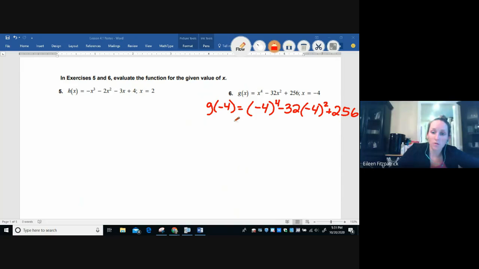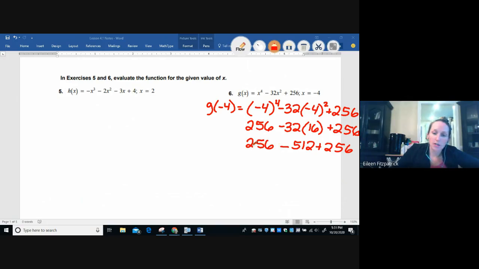Go through and take care of your exponents first. So -4 to the 4th is going to be a positive 256. All right, then you have minus 32. -4 squared is a positive 16 plus 256. Then you're going to do this multiplication step. So you're going to have 256. And when you multiply -32 times 16, you get -512 plus 256.